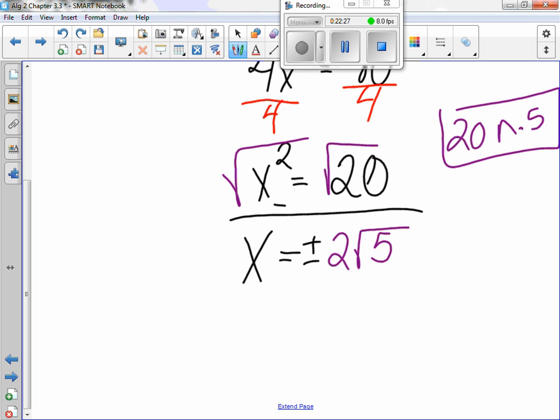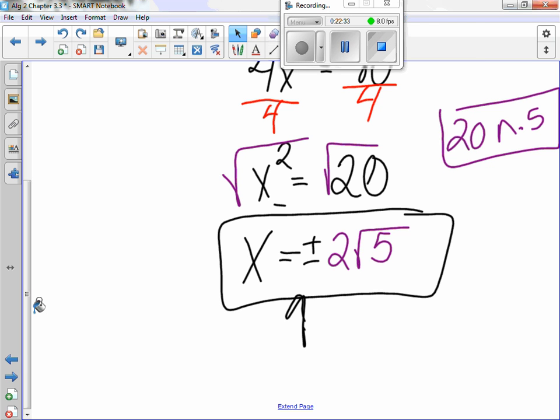But we also have to include the plus and minus. Because this number is going into x squared, yes? Well, a positive times a positive is a positive. A negative times a negative is a positive, yes? So whenever we take the square root of both sides, we have to include the plus or minus. How will we put that in?